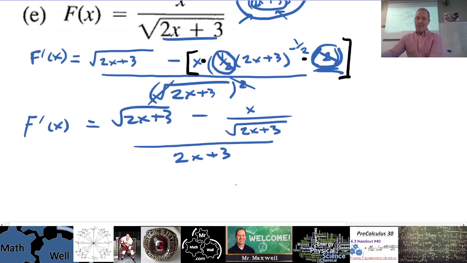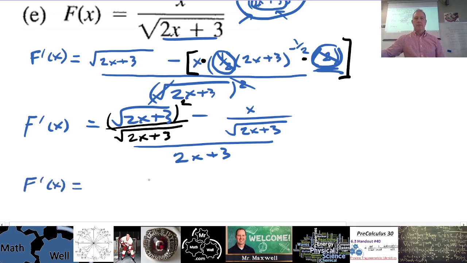For simplifying, that's not a good way to leave it either. So we should simplify the top by doing this actual subtraction. So I'm going to multiply top and bottom by root 2x plus 3, which is going to make a squared up top there. So that squared and this square root are going to go away together. I'm going to have 2x plus 3 minus x up top.